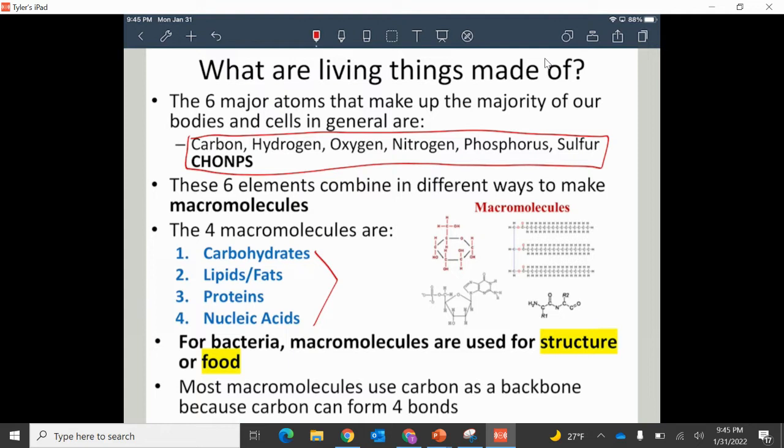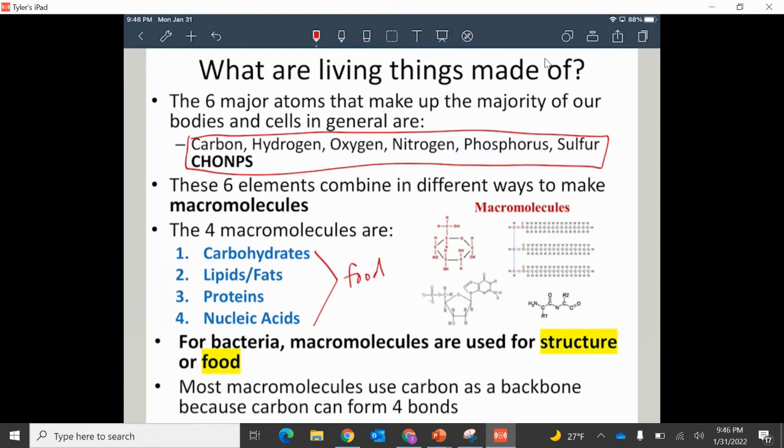And so the 4 that are out there are carbohydrates, right? And you've heard of carbs before. You probably have eaten carbs before. Lipids or fats. Lipid is a fancy word for fats, okay? Also something that we find in our diet. And then protein, right? Which is also something you find in our diet. And then nucleic acids. And so when you hear about these 4 macromolecules, you typically think of them with food.